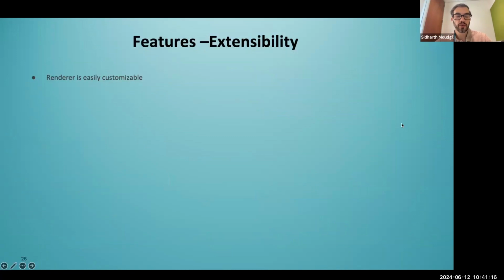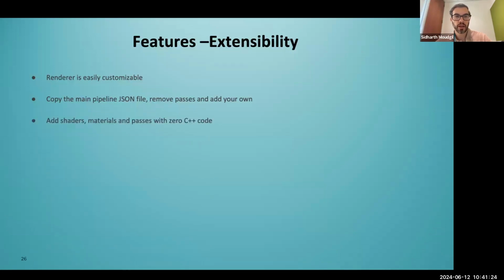So the focus of the renderer is that it is easily customizable. You can copy the main render pipeline and build your own if needed. You can add shaders, materials, and passes with zero C++ interaction. So if somebody's already built the skeleton of a feature, all the parts within the C++ side, you really should only be focusing on iterating on the shaders and the materials and passes, because that's what controls how a feature will function.